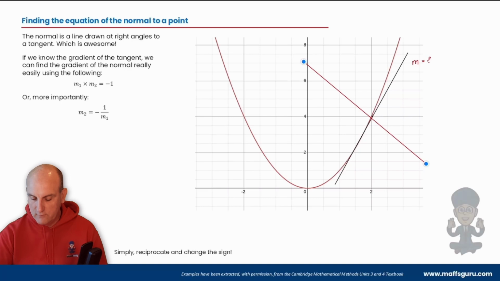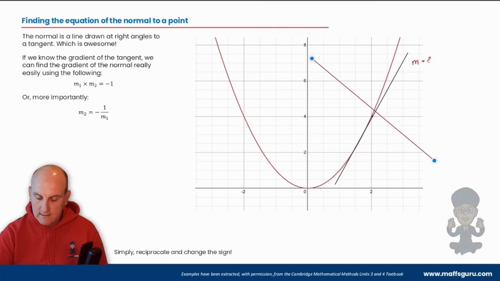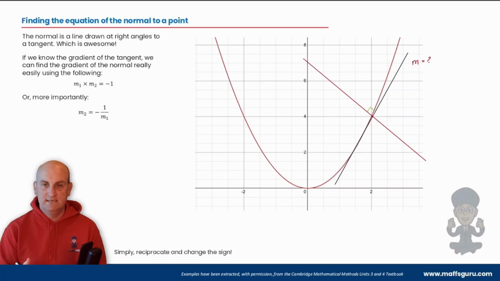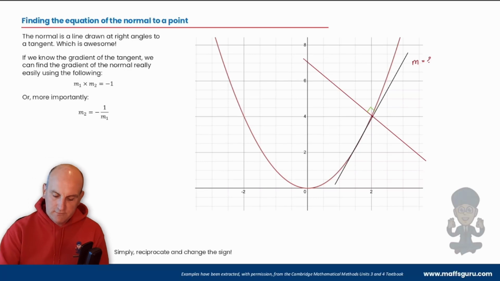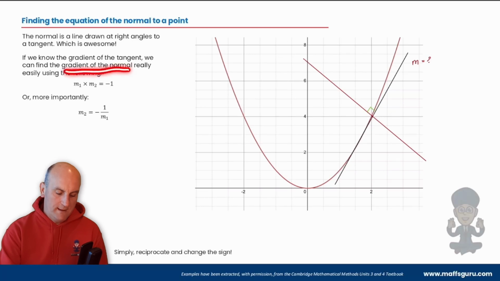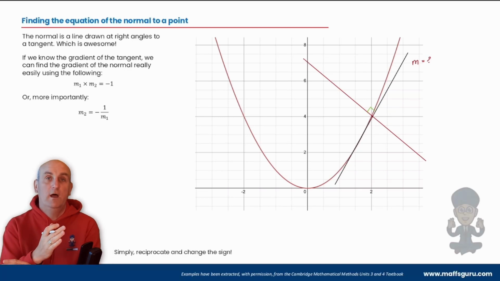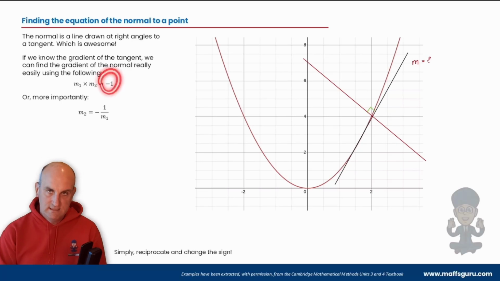And we know that this here is a right angle. It is 90 degrees. It is perpendicular. Well, if I know this gradient, how do I find this gradient? Well, from way back when, we know that if you take two lines that are perpendicular to each other and multiply the two gradients together, you will always get -1.